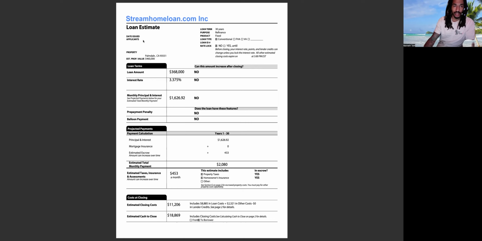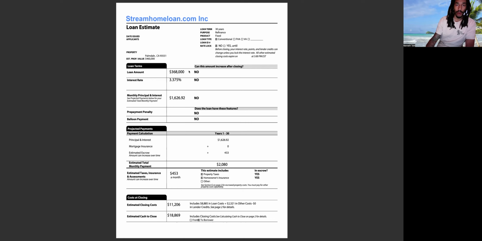So here you would see the date issued, the applicant's name, property address, estimated property value. This is the loan term. It's a 30-year term. It's a refinance. Refinance is the purpose of the transaction. The product is a fixed product, and the loan type is a conventional loan. At this point, we hadn't locked the interest rate yet. This is where you would see the loan number.